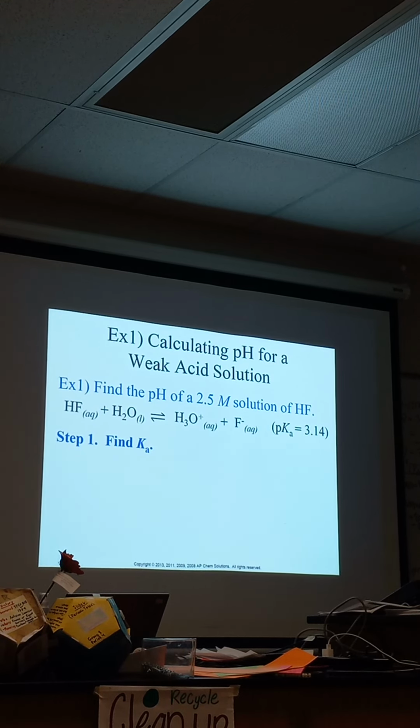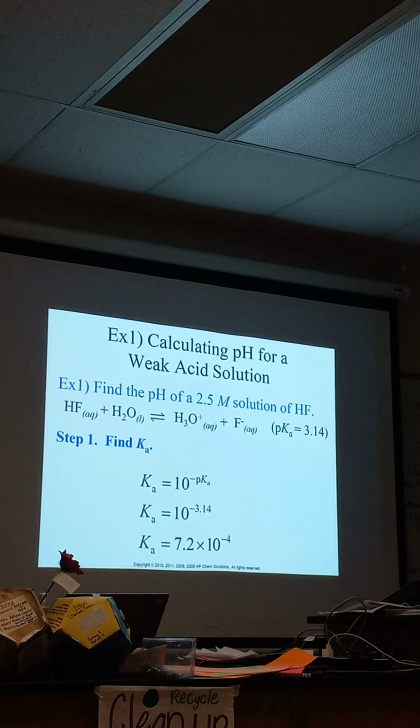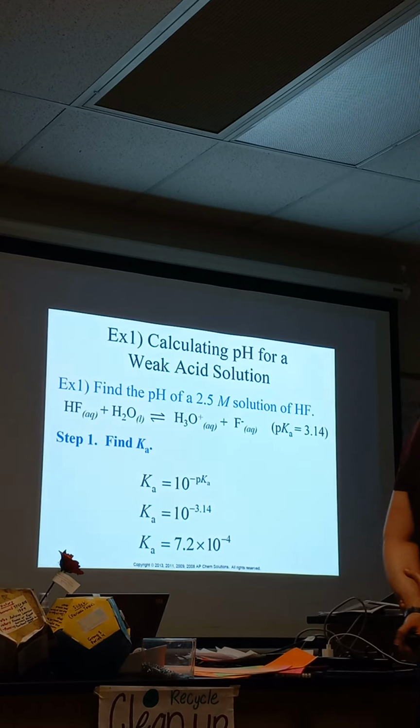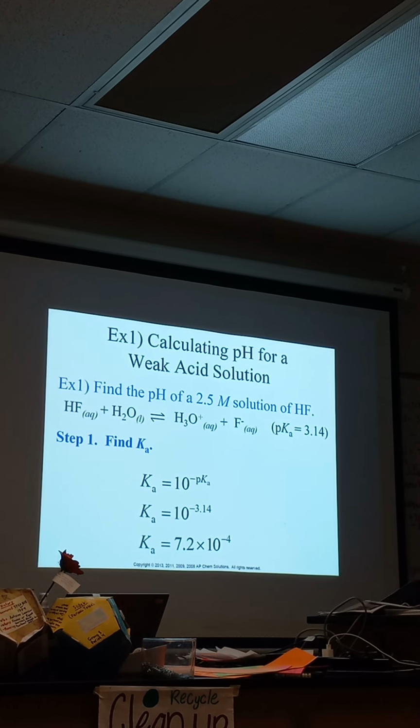All right, so guys, we're gonna find Ka now. To find the Ka, we just take 10 to the negative pKa power. That gives us 10 to the negative 3.14, which is 7.2 times 10 to the negative 4. So guys, we want to find the pH of this. In order to find the pH, we take the negative log of what? The concentration! An ice chart.